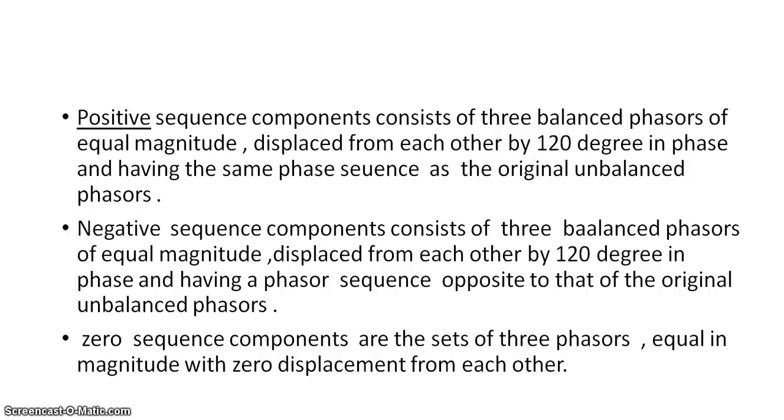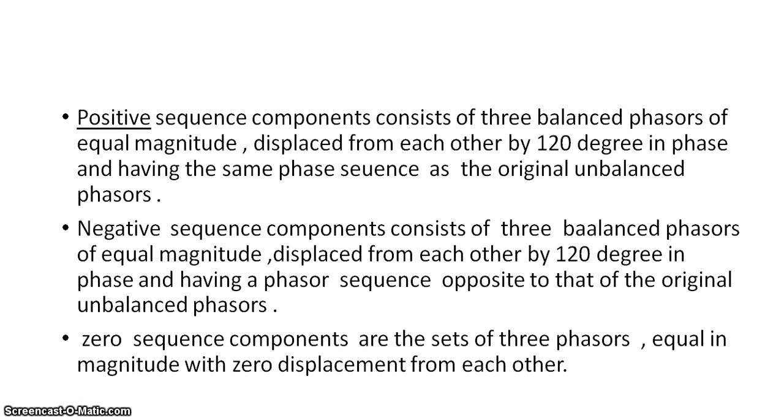The three sets of balanced components are called positive sequence components, negative sequence components and zero sequence components. Positive sequence components consist of three balanced phasors of equal magnitude displaced from each other by 120 degrees in phase and having the same phase sequence as the original unbalanced phasors.